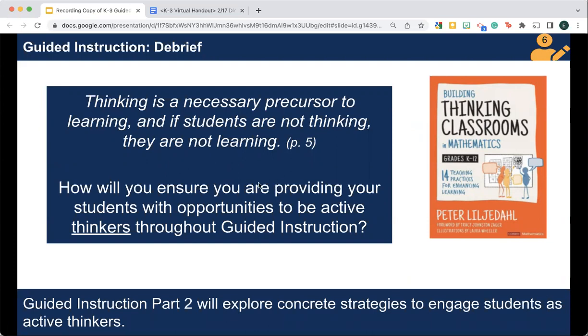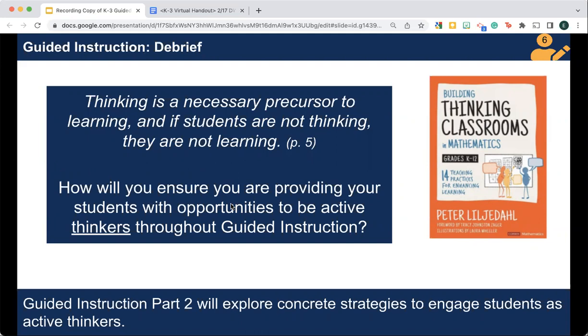As you do that reflection, I would especially encourage you to think, if you're planning to model or to demonstrate, explain how to do a problem, how will you make sure that your students are active thinkers? You don't want them to be just tuning out, not really paying attention, mimicking what you're doing. If you're modeling, how will you involve them? Maybe with a think, pair, share. Turn and talk to your neighbor. Explain to them what I just did.